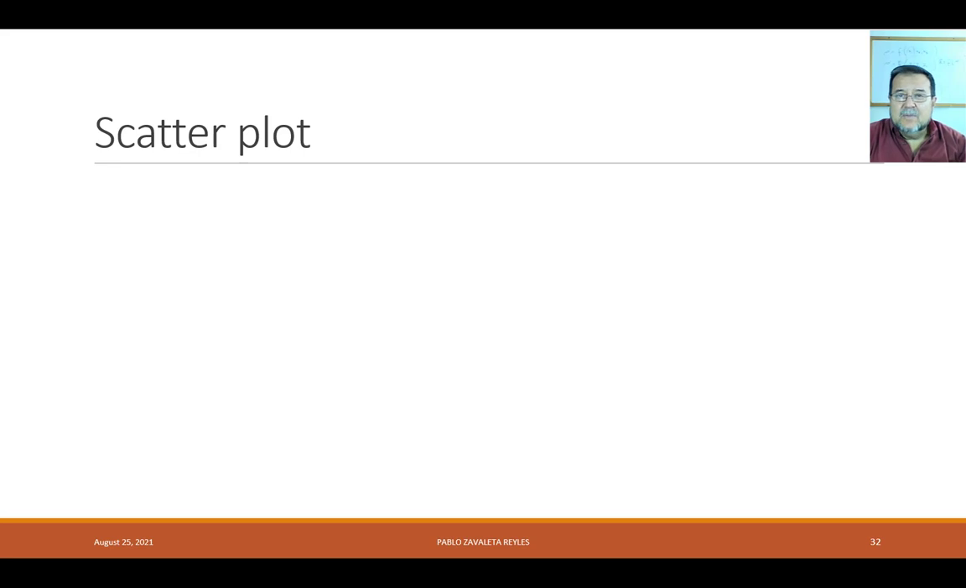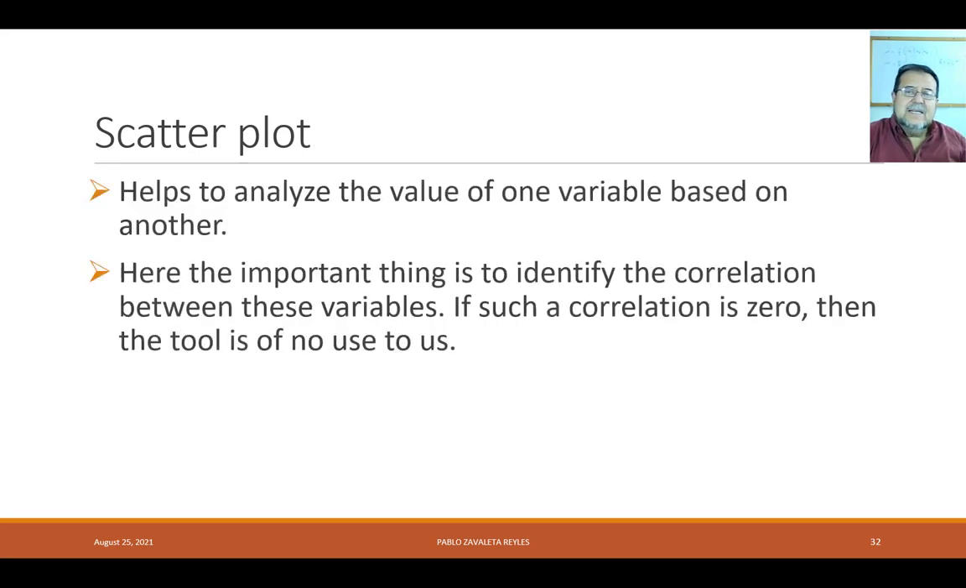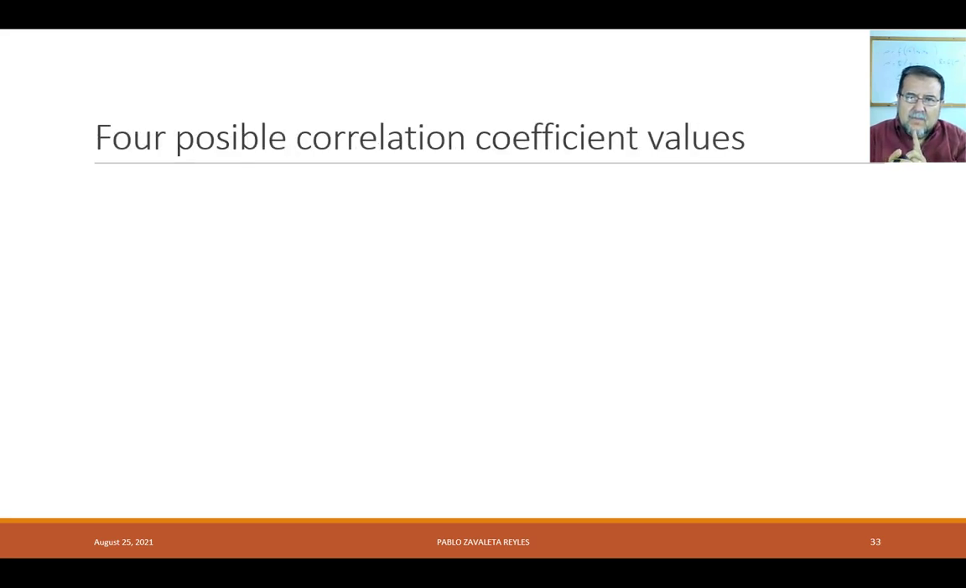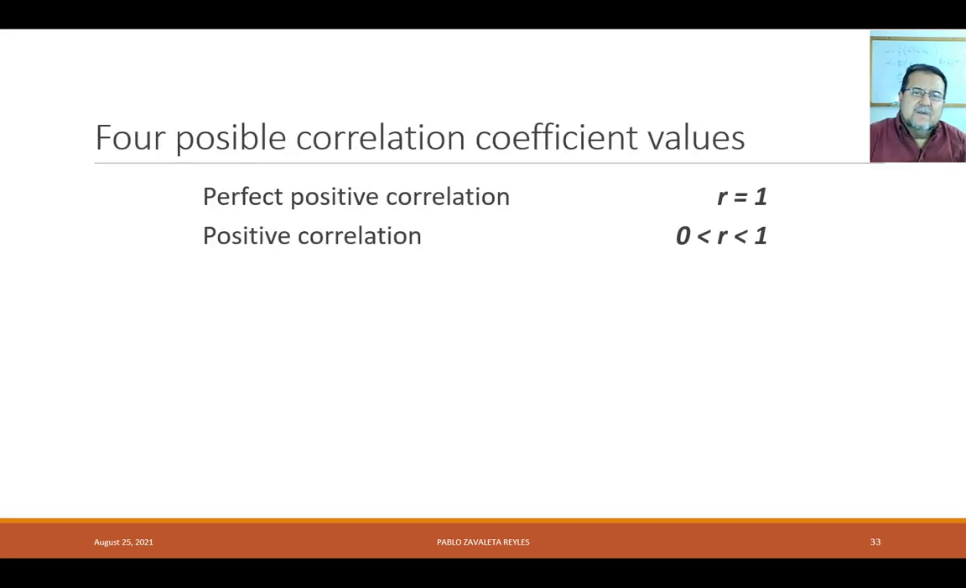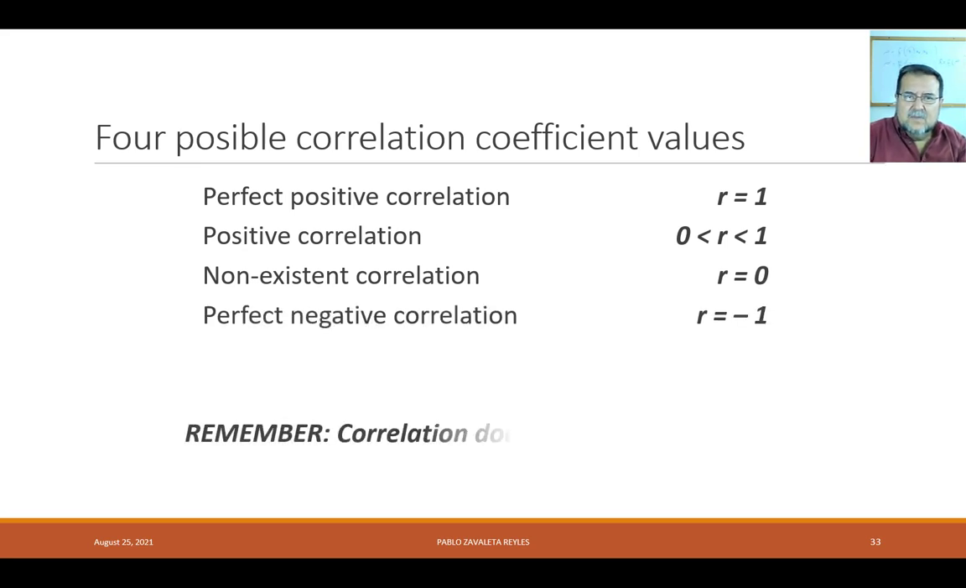Then we have the scatter plot. This helps us to analyze one value against the other. And here the important thing with the scatter plot is to identify the correlation. Remember, there were 4 possible correlation values. And correlation does not imply causation. These are things that you must learn by heart.